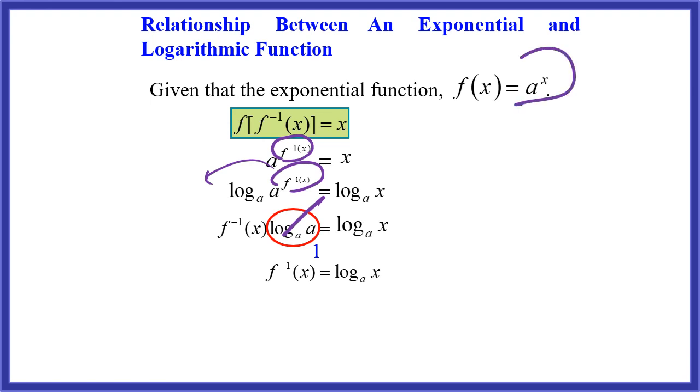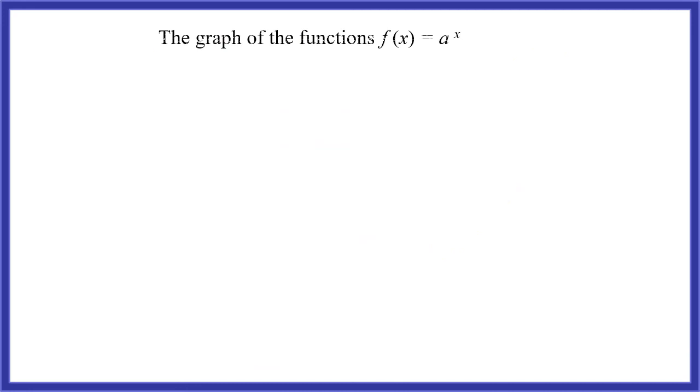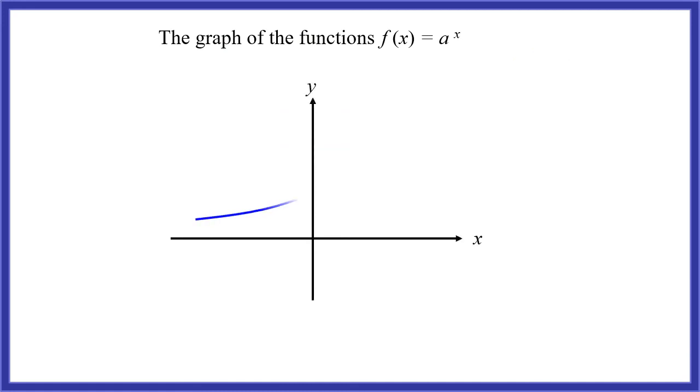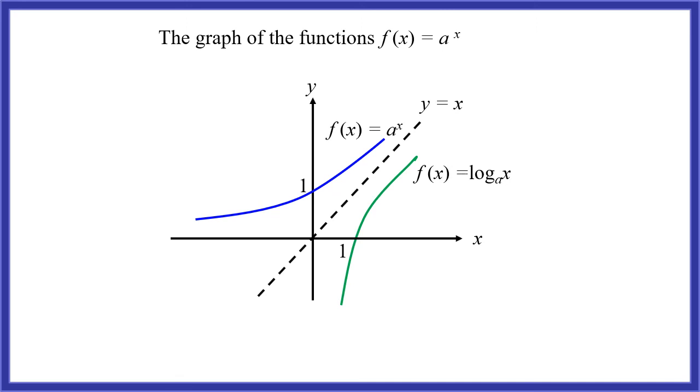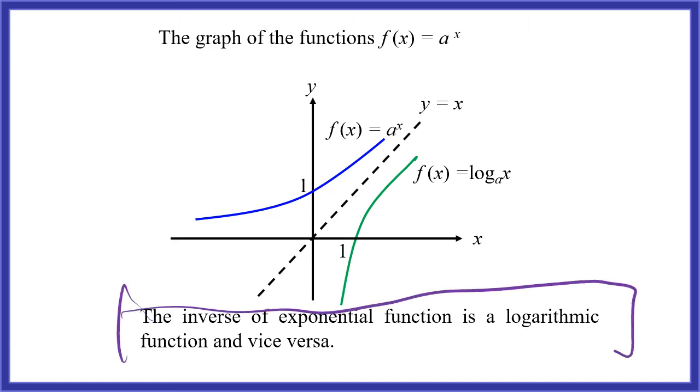So actually, the inverse of this exponential function is the logarithmic function. The inverse of an exponential function is a logarithmic function and vice versa. What it means by vice versa is, if you want to find the inverse of a log function, you will get an exponential function. So the graph of the function a to the power of x is this graph. If we want to find the inverse function, we have to reflect it at y equal to x, right? And this is the graph of a log function, the inverse. This is the relationship of exponential and logarithmic functions.